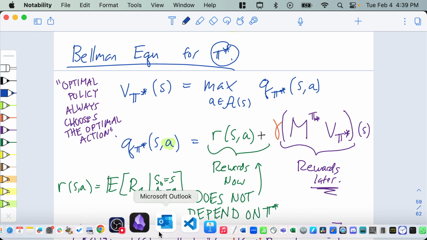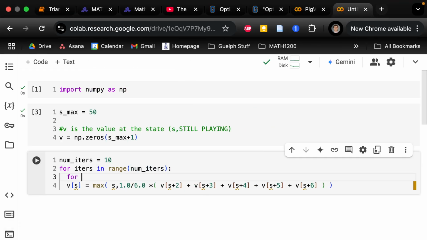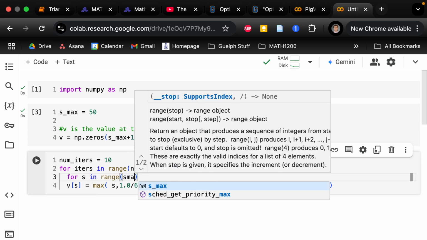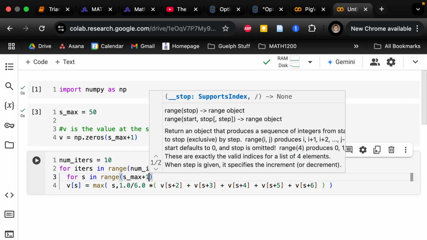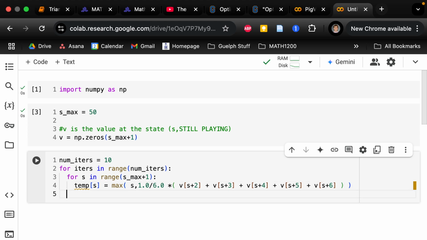You have a number of different choices for how to do this. One thing you could do is say for s in range, s max plus 1. And then it would do them one at a time, and when it's finished, it would go back and do another iteration. You could also make a temp, and then say v equals temp. So you write them all down, and then set them to the thing.